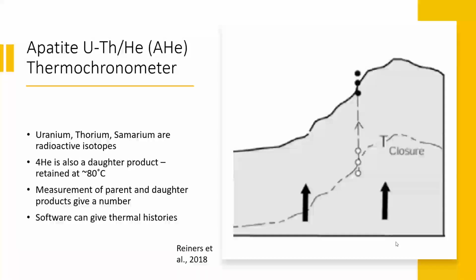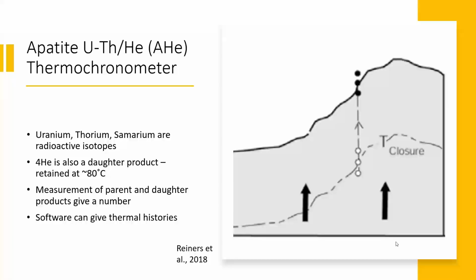And so just a quick background on some of these thermochronometers. So the apatite uranium-thorium-helium thermochronometer is a low temperature thermochronometer. And so it takes advantage of the uranium, thorium, samarium systems. They're radioactive isotopes, they decay. And one of their daughter products is helium-4, which is a gas.